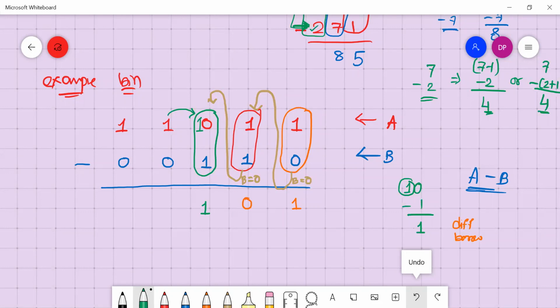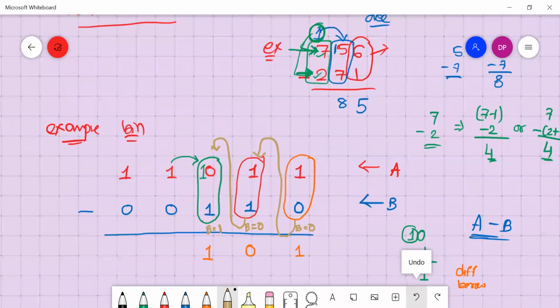So what is this subtraction going to produce? It is producing a difference of 1 and a borrow of 1, because it has borrowed 1 from the neighbor. So this borrow 1 information needs to be communicated to the next stage. Or else what will happen?